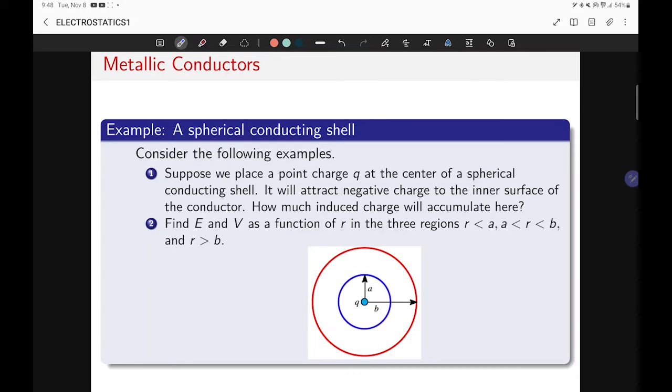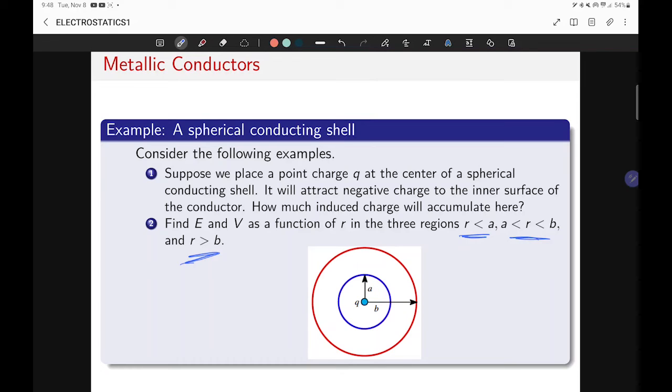Then for letter B, for number 2, find the electric field and potential as a function of R in 3 regions. So you have R less than A, R greater than A but less than B, and R greater than B, meaning this is inside, this is in between, and outside. This is radius A and radius B. So what is the electric field inside?